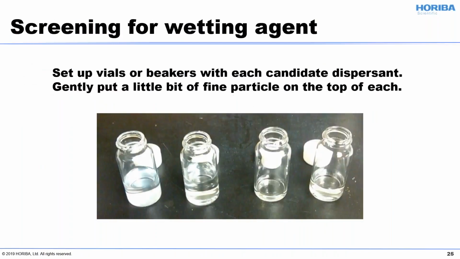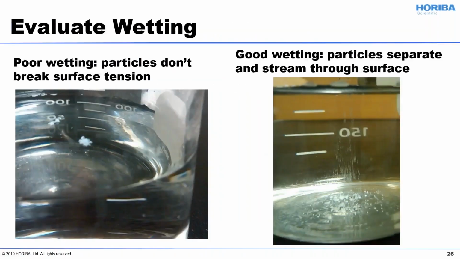So there is a way to screen for good wetting agents, and this is handy if you don't really know what to use, if something's really giving you trouble, which is you can set up vials or beakers with each can of dispersant. So I might have one vial of alcohol, one vial of pure water, one vial of 0.1% tetrasodium pyrophosphate, one vial with 0.1% IGEPAL. And then I'm going to put a little bit of the fine particles on the top of each liquid. So now we're going to zoom in, and if you look at the picture on the left, you can see that those little bitty particles are just sitting on top.